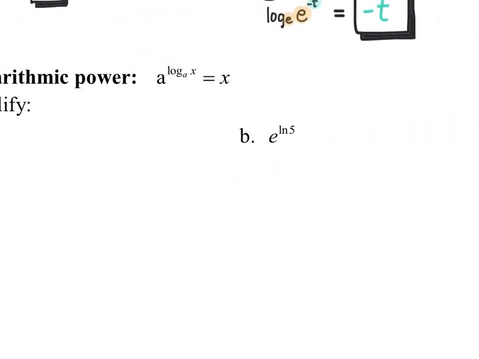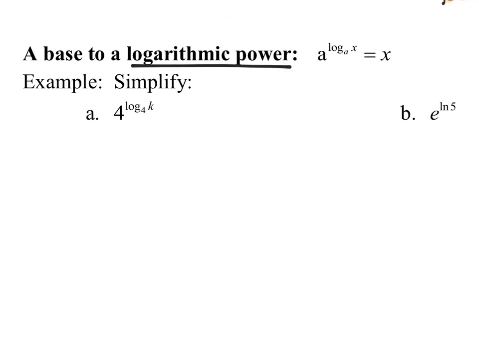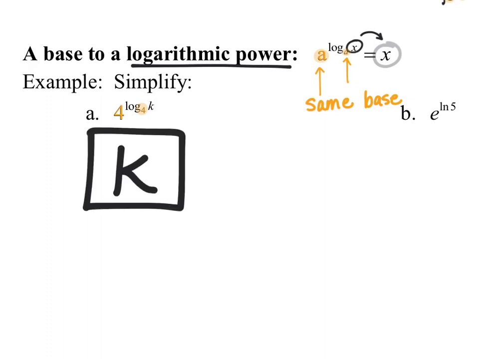And we'll finish off these notes with one last property, a base to a logarithmic power. So we have a raised to the exponent of log base a of x. That will simplify to the argument of that logarithmic exponent. So it's going to simplify to just x from our formula, because the base of the logarithmic exponent and the base of the expression are the same. So for example A, we have 4 raised to the exponent that is log base 4 of k, which is going to simplify to the argument of that exponent. So 4 raised to the exponent that is log base 4 of k simplifies to k.